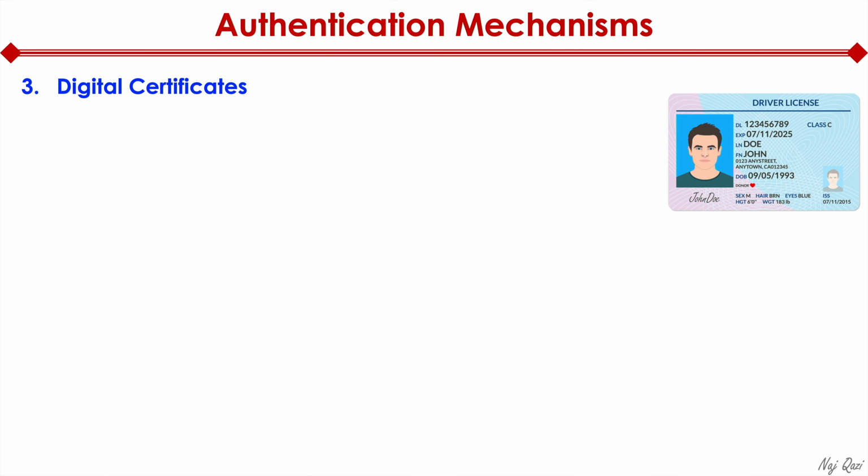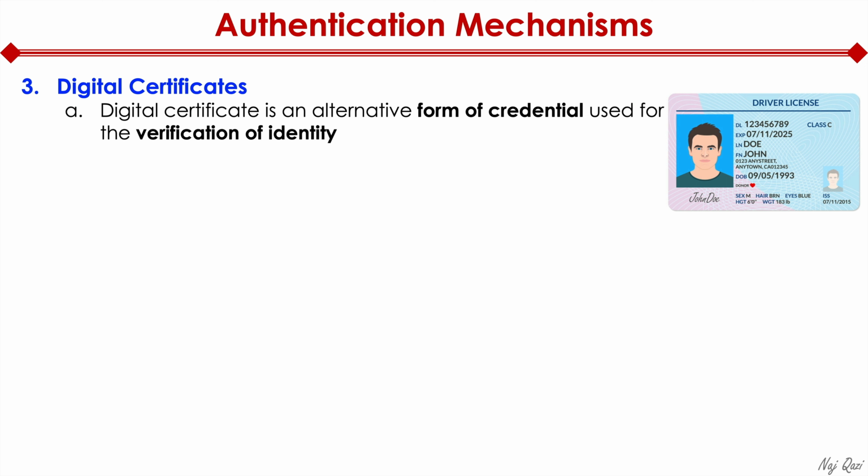Digital certificates are analogous to a driver's license. And as you can see here on this picture that I have on the screen, a driver's license uniquely identifies an individual that has this license. So you may have multiple people with the same name, but they're completely unique based on different attributes: their date of birth, where they live, the color of their hair, their eyes, all that jazz. That collectively together uniquely identifies that individual. Now, similarly, a digital certificate is an alternative form of credential used for the verification of identity.